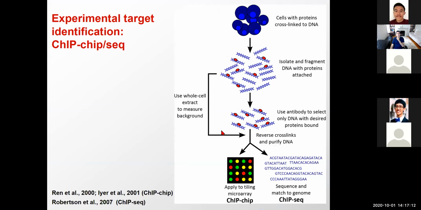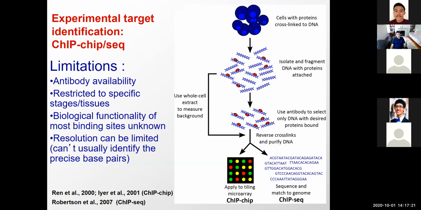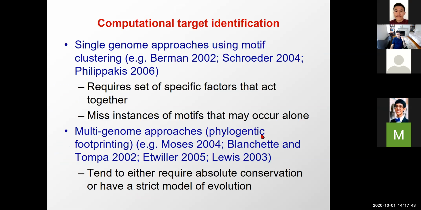So the experimental approach is basically, you cross-link these cells and then you do a ChIP-seq or a ChIP-chip experiment, and then you infer the targets experimentally. But this is limited by antibody availability. It's only restricted to specific stages of development, specific tissues, and the biological functionality of most binding sites is actually unknown. And also the resolution can usually be limited. Basically, you can't identify the specific base pairs. You usually only identify general regions where those are bound.